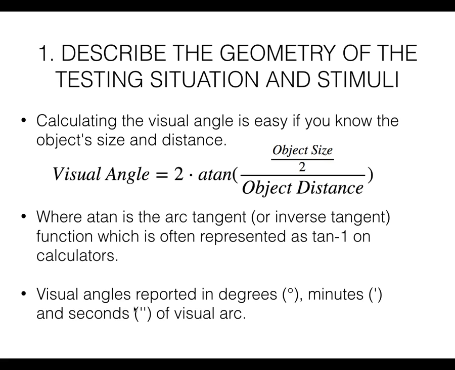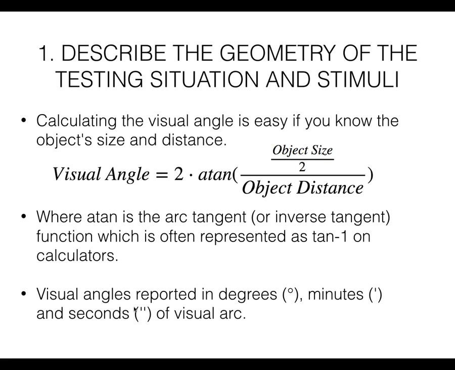Calculating it is actually very easy. It's 2 times the inverse tan of the size of the object divided by 2, over the distance between the screen and the participant. Okay, and that will give us the size in degrees of visual angle of the image on the retina, or the size of the image on the screen. But basically, that's what we're trying to get, that retinal size.